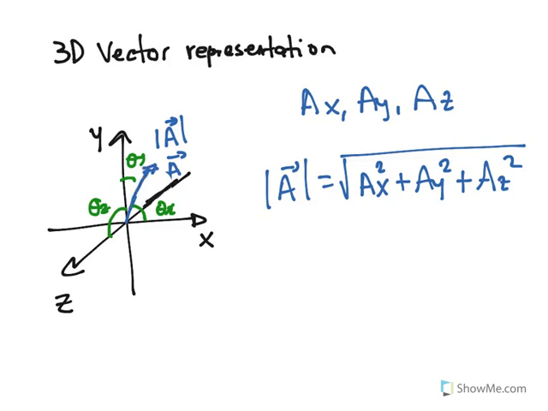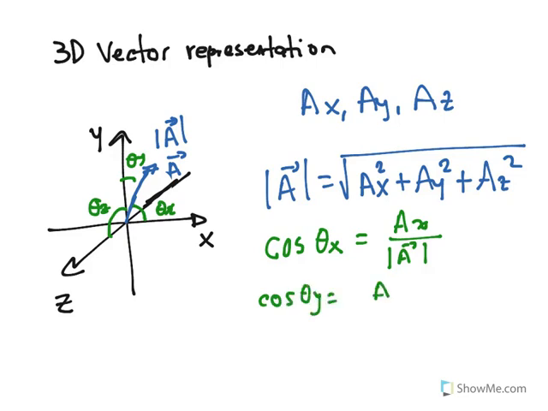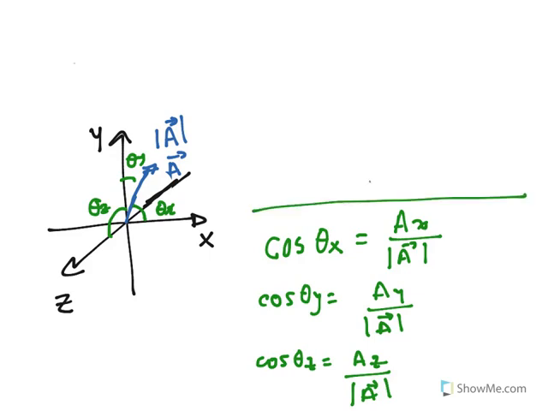So for a direction angle, if we use trigonometry, the cosine of the angle x is going to be the adjacent component, which is component x, over the hypotenuse, that is the magnitude of the vector. The cosine of y is going to be equal to the component y over the magnitude, and cosine of z is going to be equal to the component z over the magnitude, which is the hypotenuse. The cosines of the angles are what are called the direction cosines. There are 3 direction cosines because there are 3 angles.